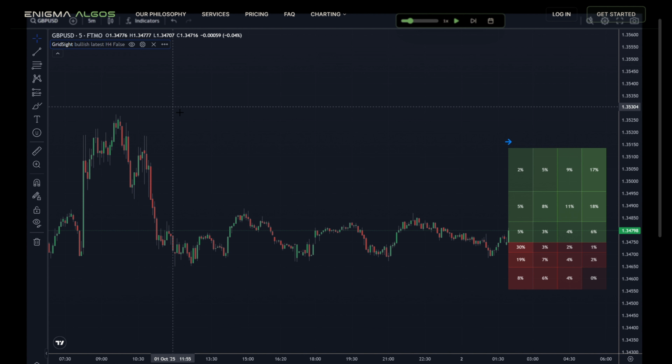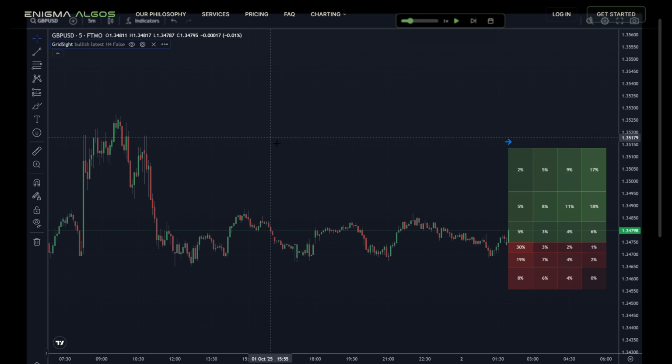Therefore, as a trader, it is your job to determine your own bias to get the best results out of this indicator. However, determining a bias is one of the hardest aspects of trading. Therefore, this video shows a simple technique for how you can use GridSight without any bias in mind, using nothing but basic statistics. So how does this work?